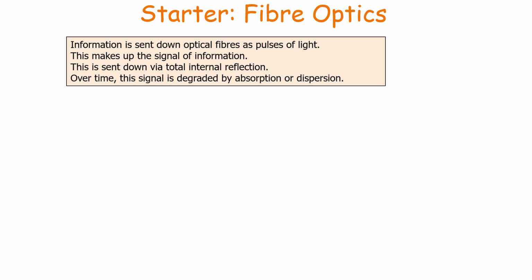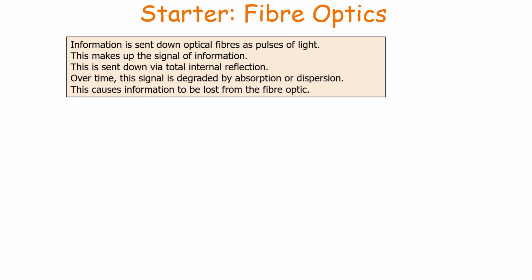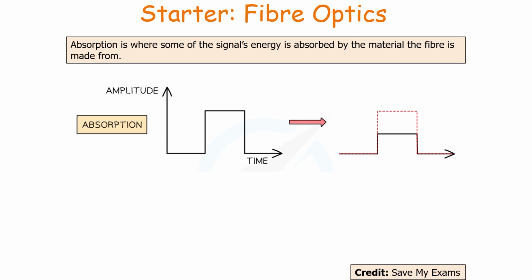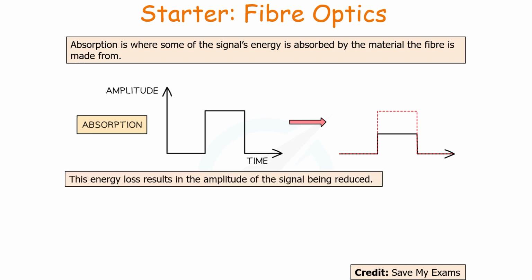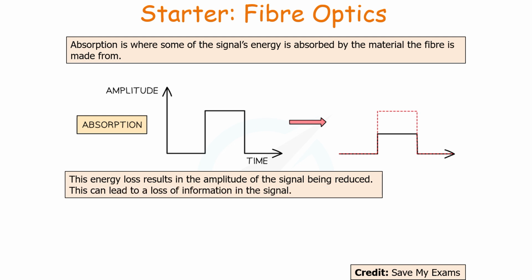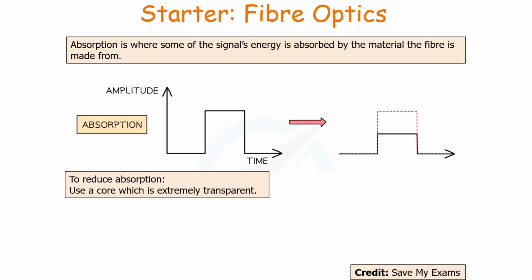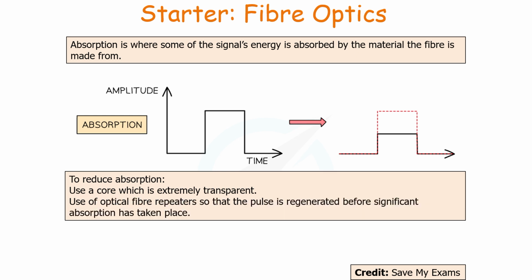Now over time, when this information is sent down the fibre optic by total internal reflection, the signal is degraded by the process of absorption or dispersion, which can cause information to be lost from the fibre optic. Now absorption is where some of the signal's energy is absorbed by the material the fibre is made from. So this can cause the amplitude of the signal to drop. So the energy loss results in the amplitude being reduced, which can lead to a loss of information in the signal. Now absorption can also be caused by the signal being attenuated in the core. Now to reduce absorption, you've got to use a core which is extremely transparent and use optical fibre repeaters so that the pulse is regenerated before significant absorption takes place.